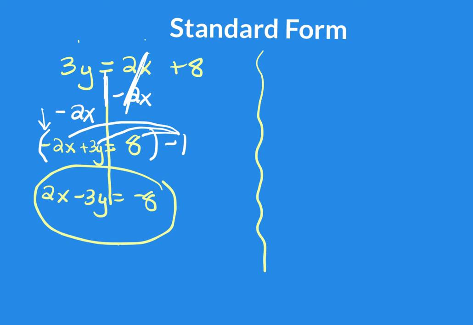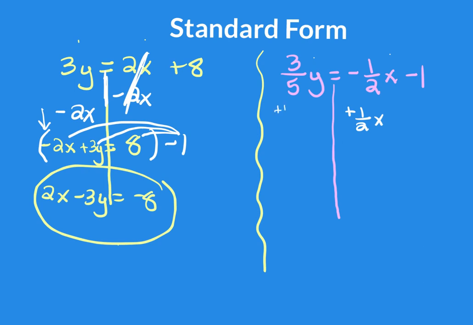Okay, let's do one more. 3/5 y equals -1/2 x minus 1. All right, so yes, we have fractions, but no worries. First thing, I have y, I have x. Let's get x onto the other side.